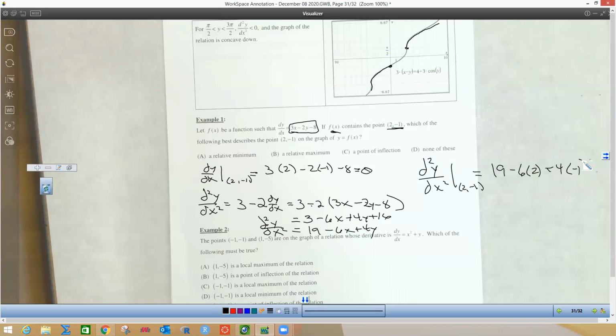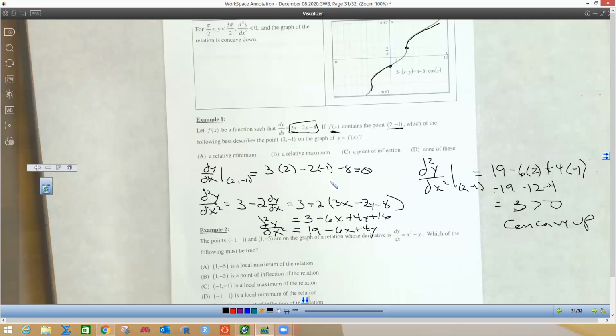Because I want to know, is this positive or negative? So when I get this, let's see, this is 19 minus 12 plus this, plus, and this would be minus 4. So this is going to equal 3, which is greater than 0. So this means concave up.